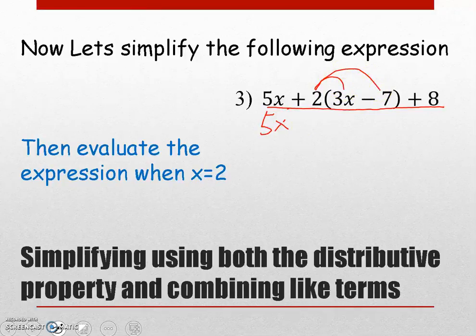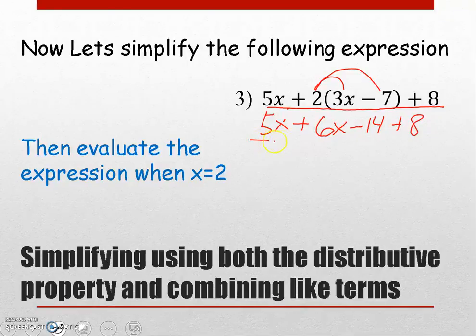I can't do anything with the 5x, so that stays by itself, but 2 times 3x is 6x, and 2 times negative 7 is negative 14, plus the 8. So what I've done is I've just gotten rid of the parentheses by distributing the 2. And so now I want to simplify this further. I can simplify anything that has like terms.